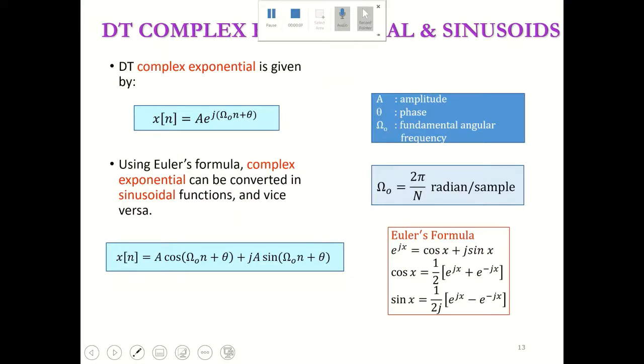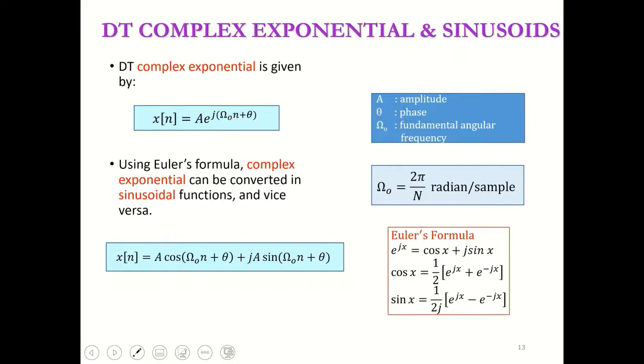Alright, we're going to continue our lecture at the slide that we stopped during last video. So now we're going to see DT complex exponential and sinusoids. Right, the first one, we're going to look at DT complex exponential. The equation of DT complex exponential is given by x[n] equals A e^(j(ω₀n + θ)).